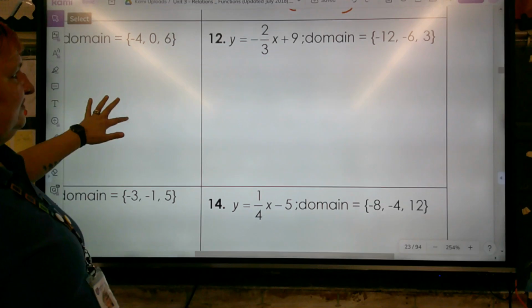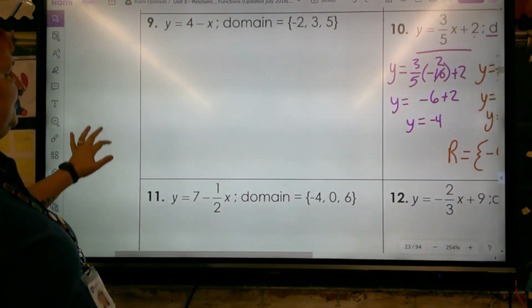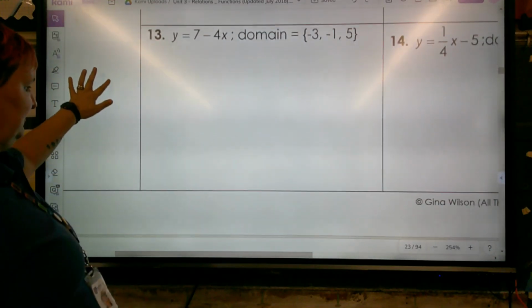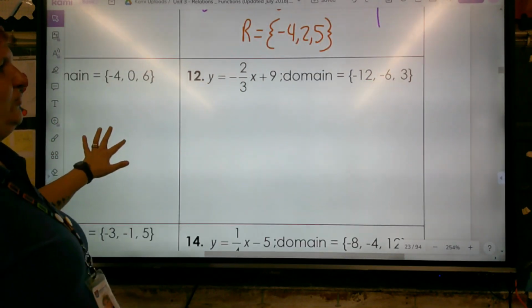Let's look at 12. I'm getting all the fractions. Okay, you get a couple fractions, but most of yours don't have fractions. In fact, only one of yours has a fraction. That's not fair. I'm getting all the fractions. No wonder you wanted me to do all the even ones.